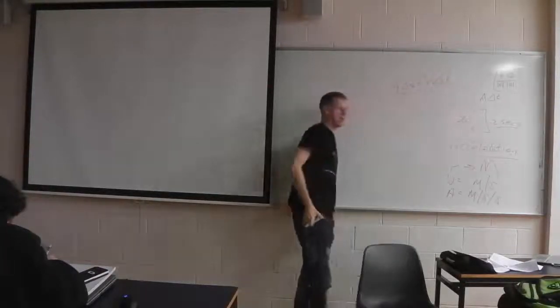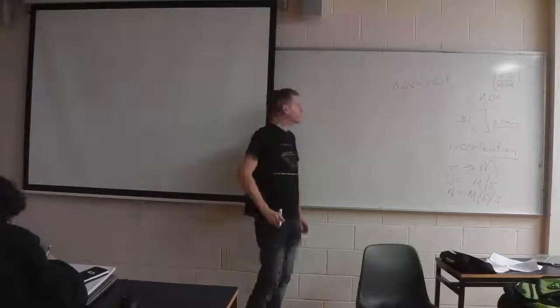Equation number 1 is to calculate the change in position. So delta x is going to be equal to velocity times delta t. Okay, change in position is equal to velocity times the amount of time I'm traveling for.